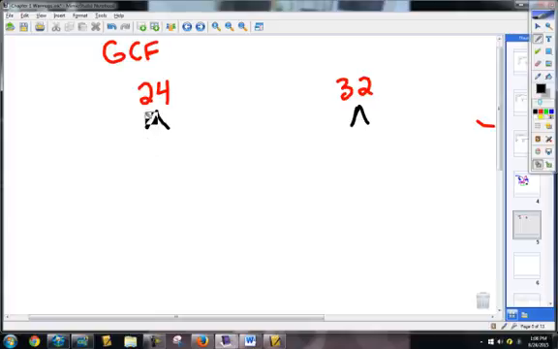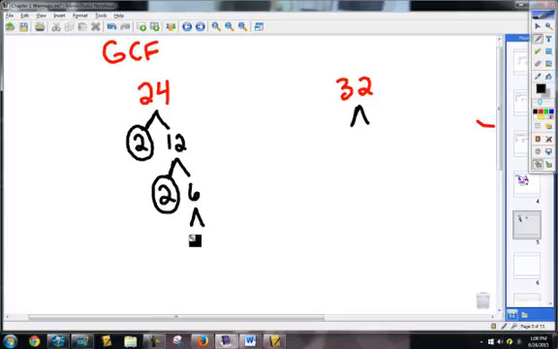Okay? There's a lot of combinations of factors you could use. I'll just use 2 and 12. I recognize that 2 is prime, so I circle it. Got to break down 12 to 2 and 6. Again, I recognize 2 is prime. And then 6, that can break down to 2 and 3. Make sure you're not doing 3 and 3. It's not addition, it's multiplication. Okay, 2 and 3.